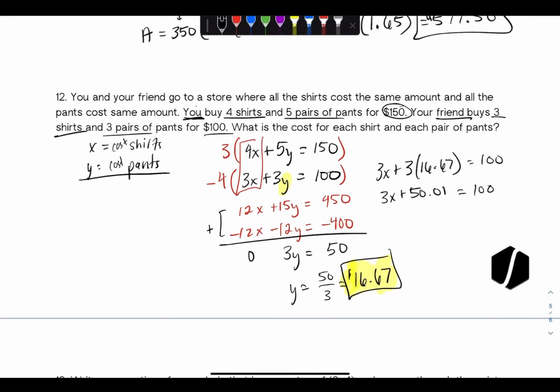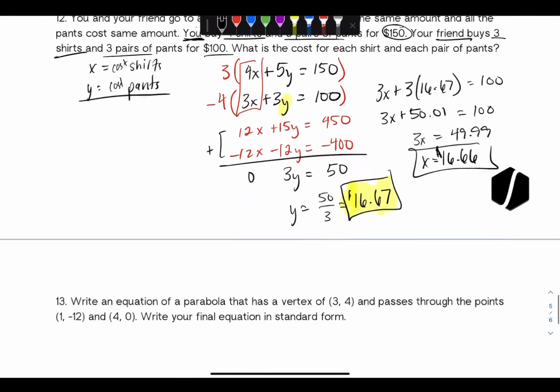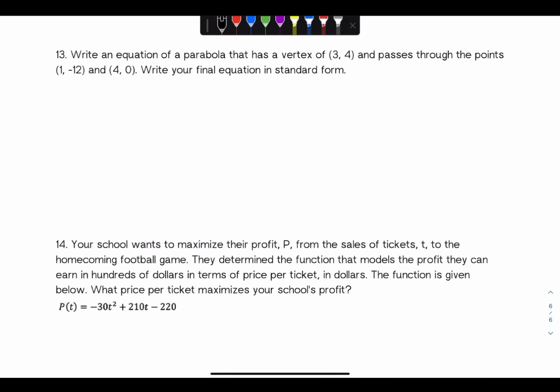We'll subtract that and we get 3x equals 49.99. Then we're going to divide that by 3, and we get x equals 16.66. So we find out that at this particular store, the pants and the shirts cost basically the same: 16.66 and 16.67. All right.